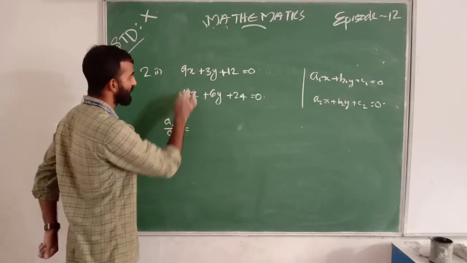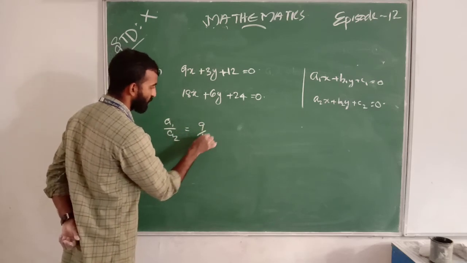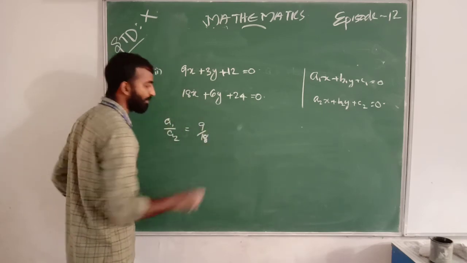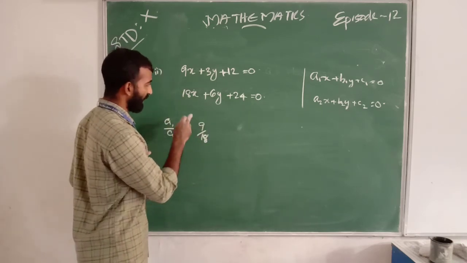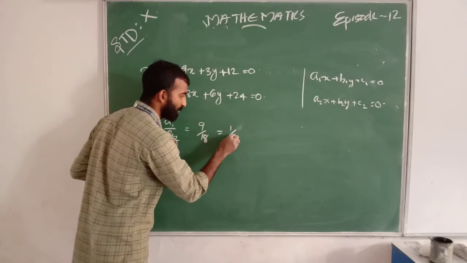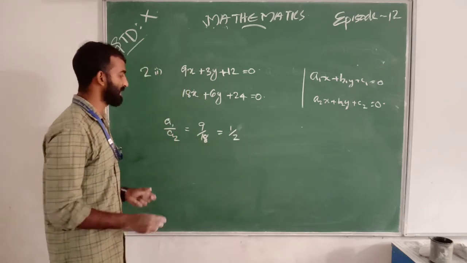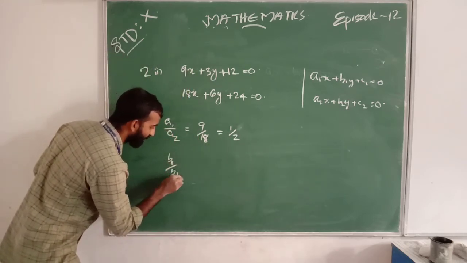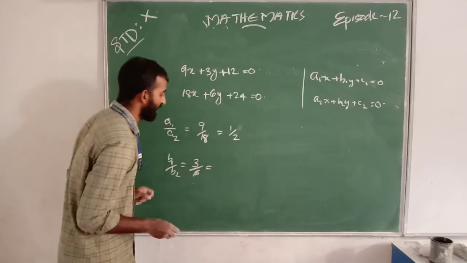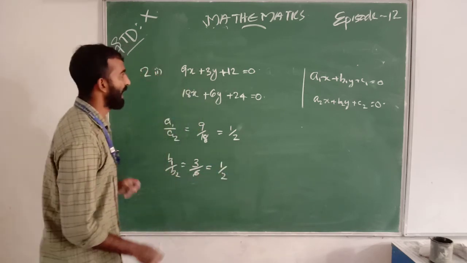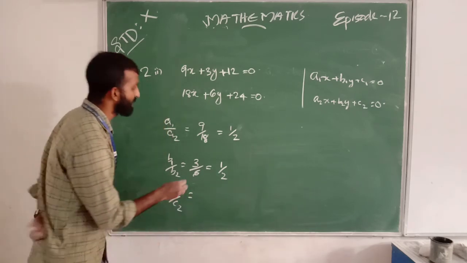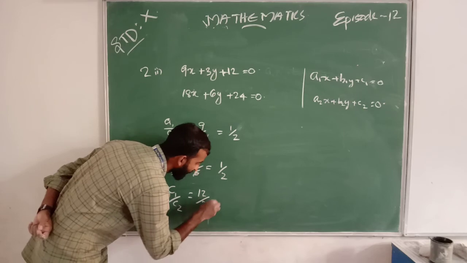That is, a1 by a2 is 9 by 18. Sorry, here it is not 12, here it is 18. So 9 by 18, and we get 1 by 2 when we simplify. And b1 by b2 is 3 by 6, we get 1 by 2. And c1 by c2 is 12 by 24, that is 1 by 2.